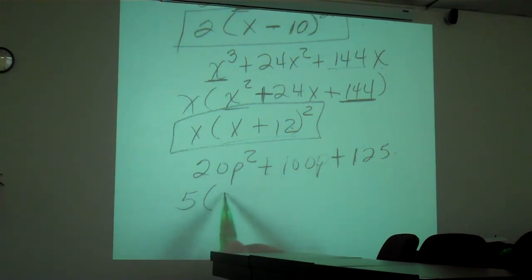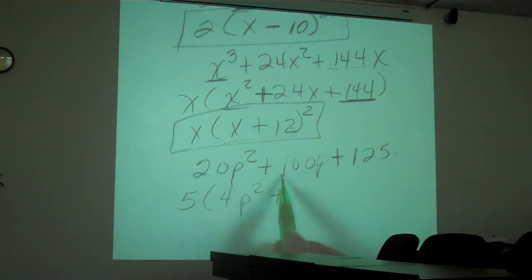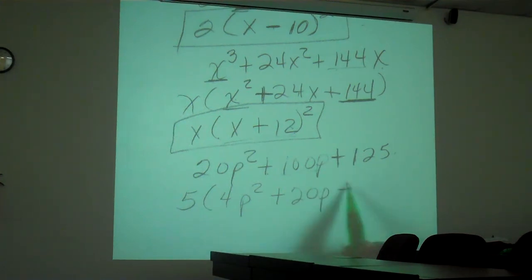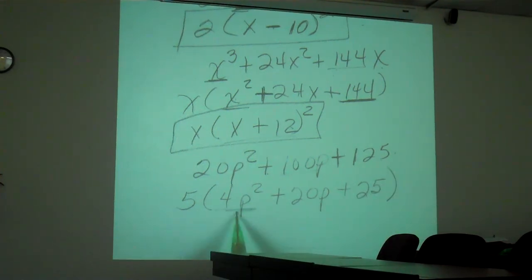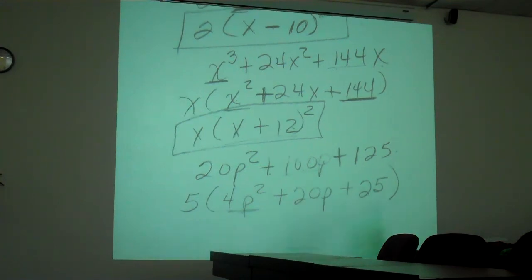So what do we have in here? 4p squared. Divide that by 5 is 20. Divide by 5 is 25. Okay, is that a perfect square? Yeah, is that a perfect square?